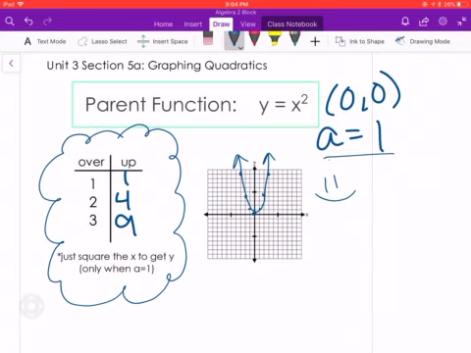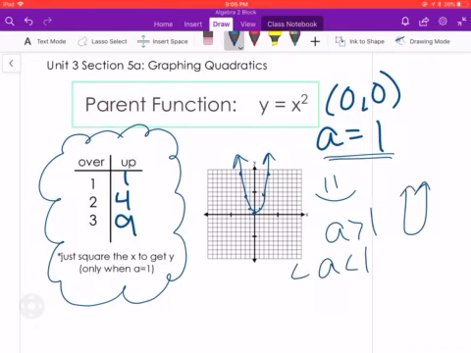When we change the a value, we change the shape of the parabola. When a is greater than 1, the parabola becomes more narrow, versus when a is less than 1 but greater than 0, so it's like a fraction, the parabola becomes wider. If all we change is the a value, then the vertex stays the same and it just becomes more narrow or more wide depending on the a value. We're going to use that idea to graph these parabolas.